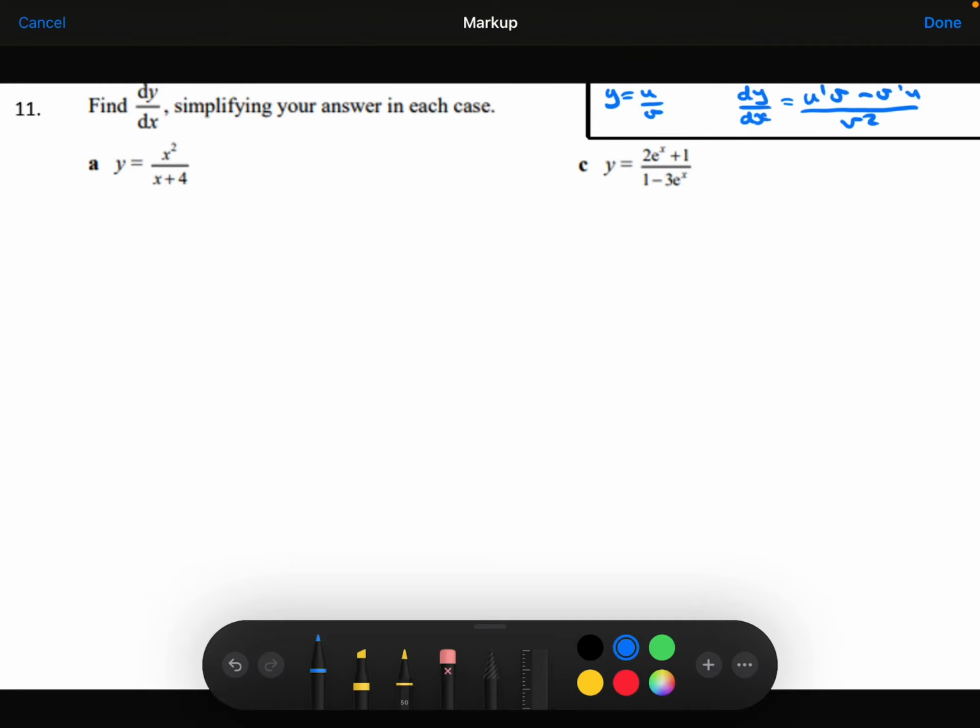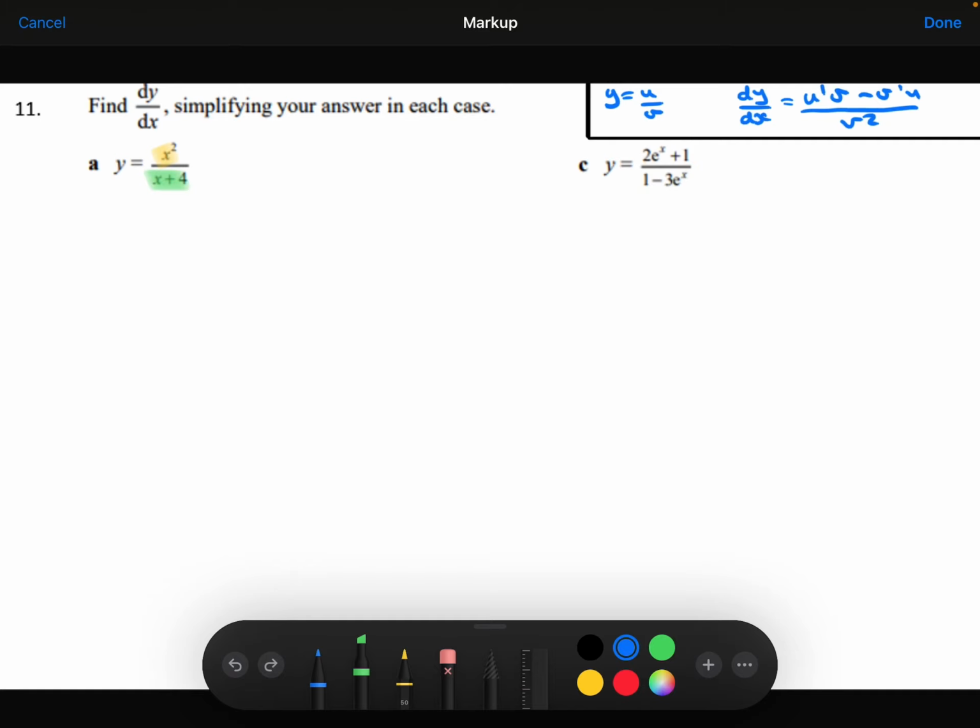We need to differentiate each of these functions, giving our answer in their simplest form. Both of these examples are examples of using the quotient rule because we've got one function divided by another function.